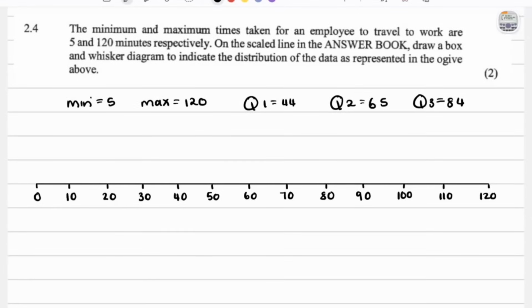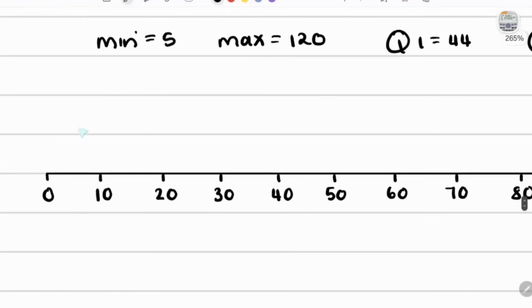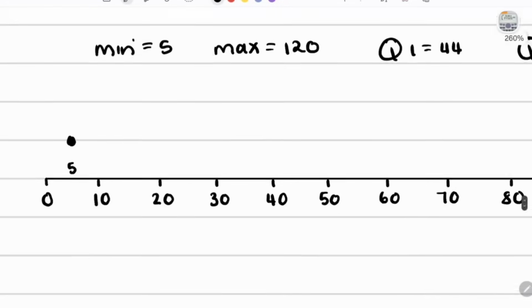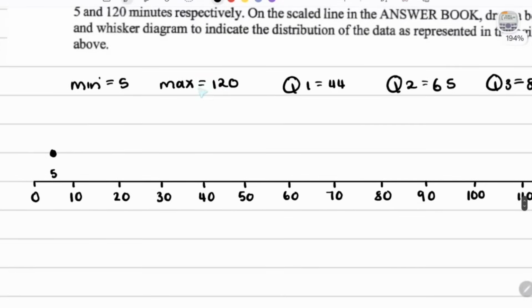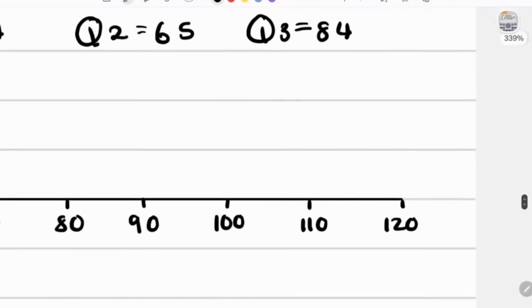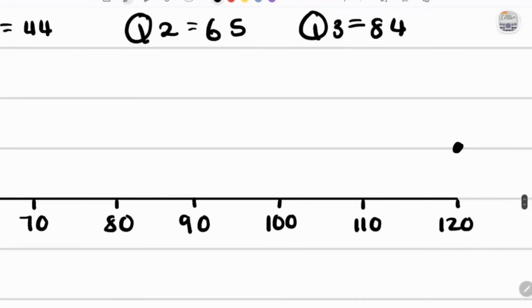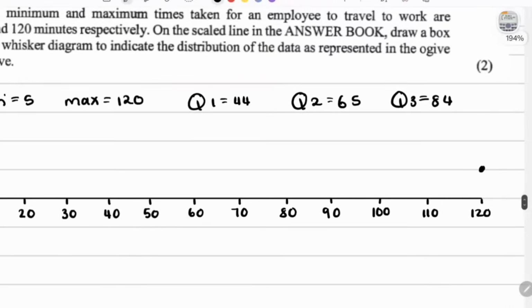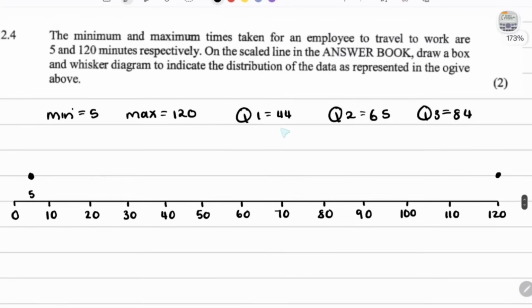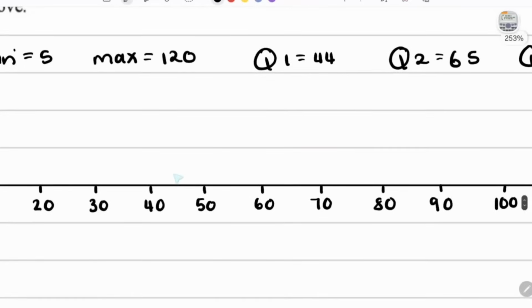So the minimum is 5. And so that's going to be kind of like the whiskers part. So that is 5. That's between 0 and 10. And we're going to put a circle for that. But because we can't see 5 here, we can just write it here. Okay, 5 over there. And then we have the maximum being 120. So we actually do have 120, and we can just mark it as 120. So you don't have to write it because it's already written there. Now our quartiles. So Q1 is 44, which is about here. Okay, so let's just mark that with a line.